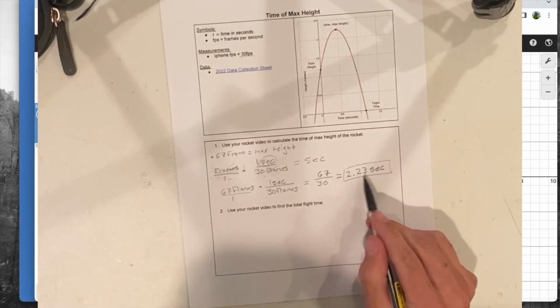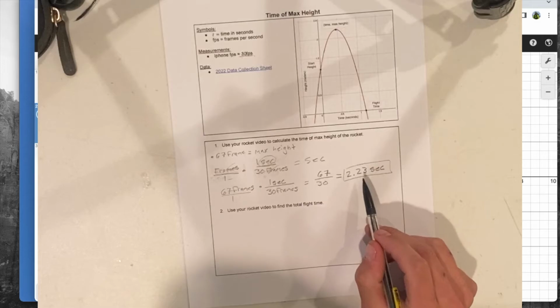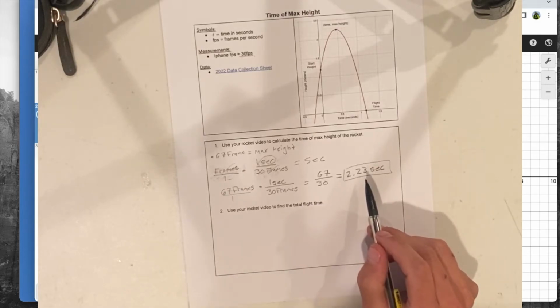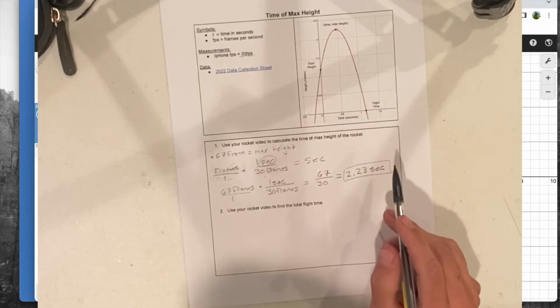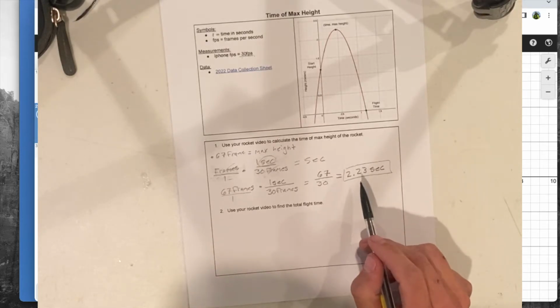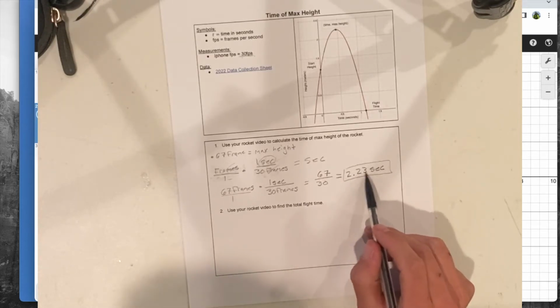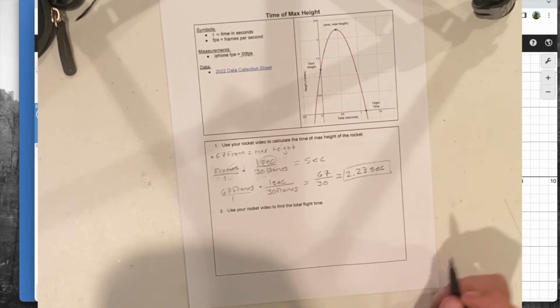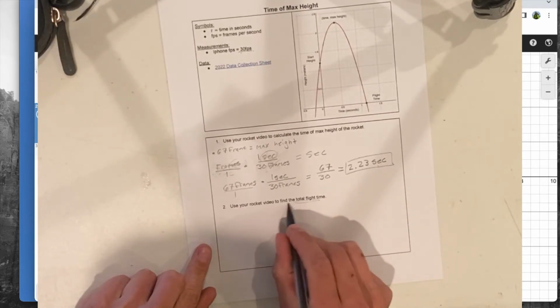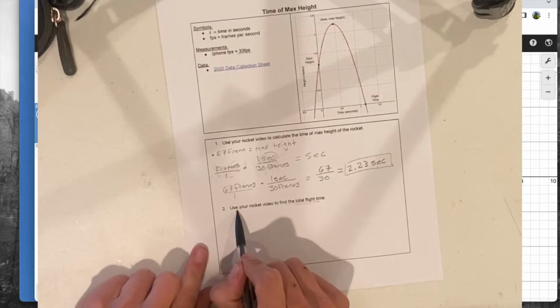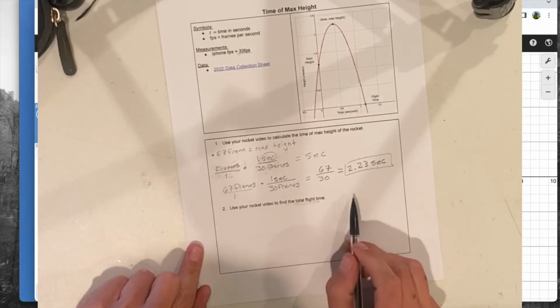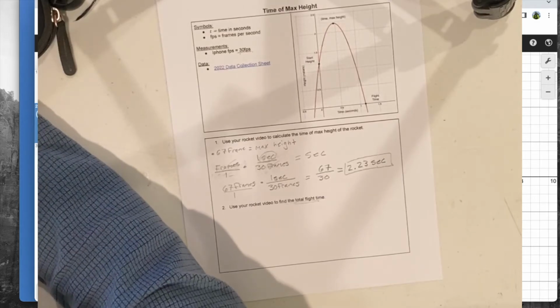Awesome. So we just did that unit conversion. We found the time of max height, and we calculated the max height to be 224 feet. And I know now that at 224 feet, the time that went by was 2.23 seconds. It took 2.23 seconds for the rocket to reach max height. And to find the total flight time, it's going to be different in real life than our theoretical total flight time. But to do this, all I'm going to do is go back to my video and continue to count the frames.